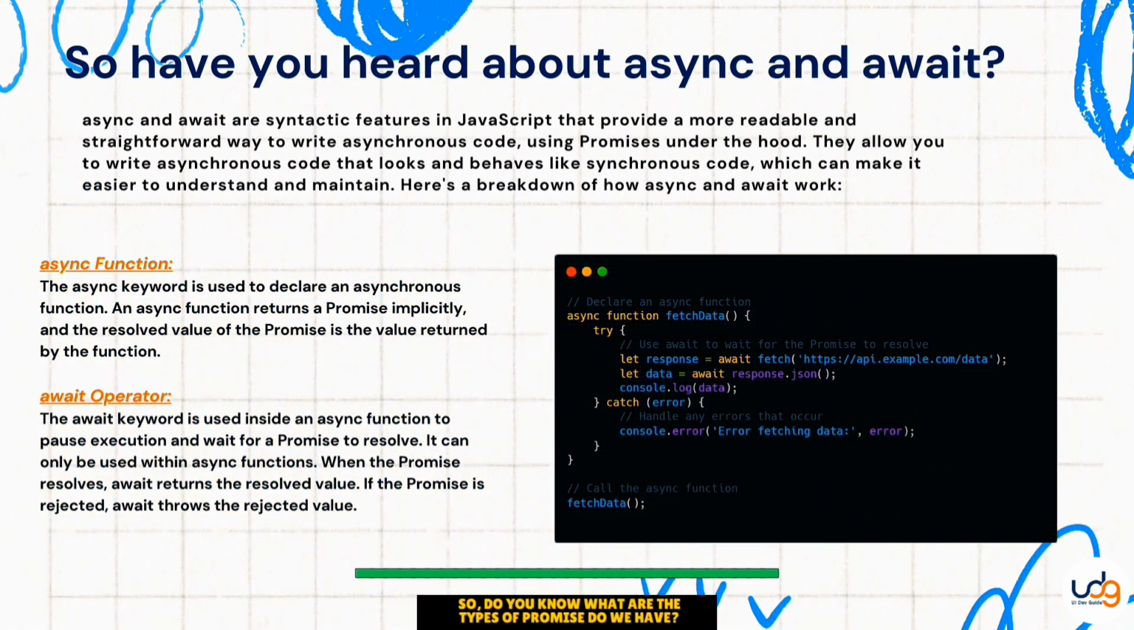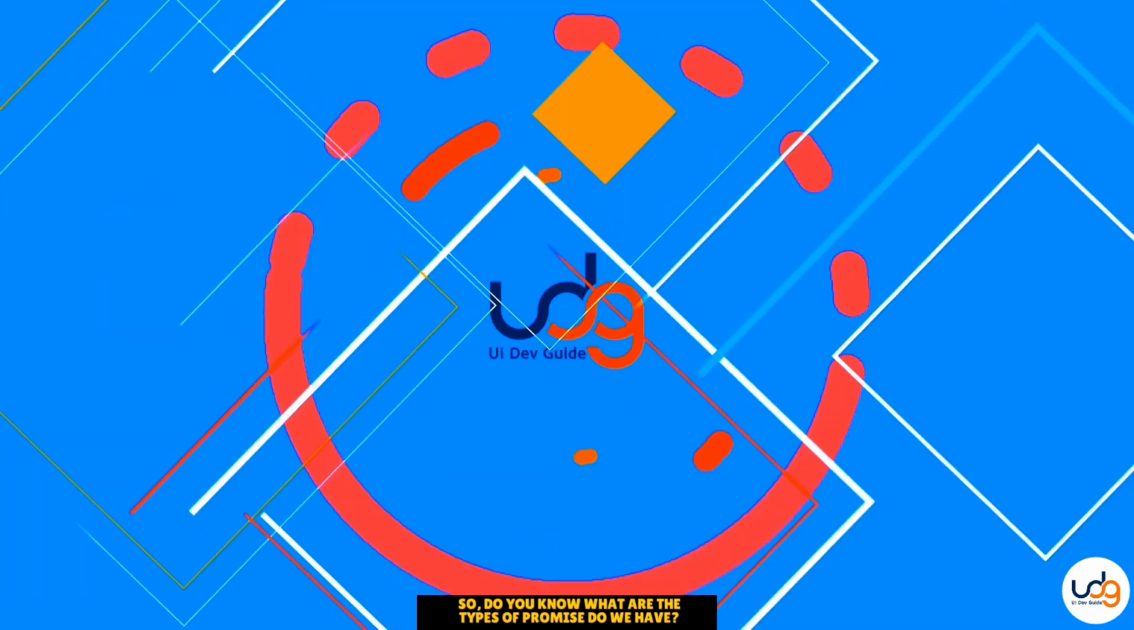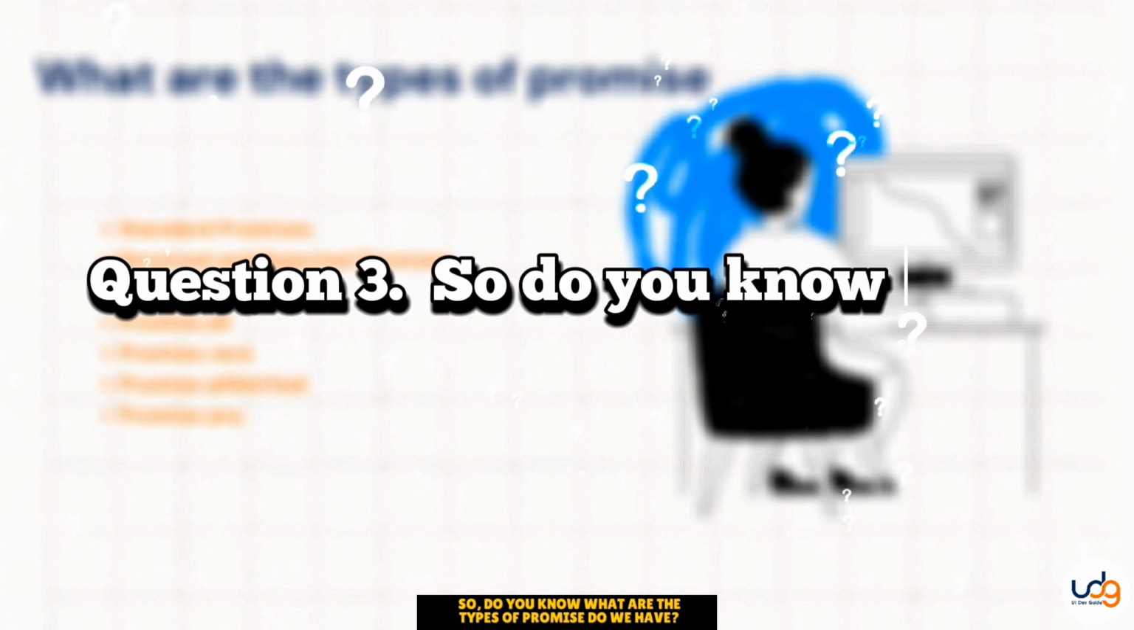Okay. So, do you know what other types of promise we have?